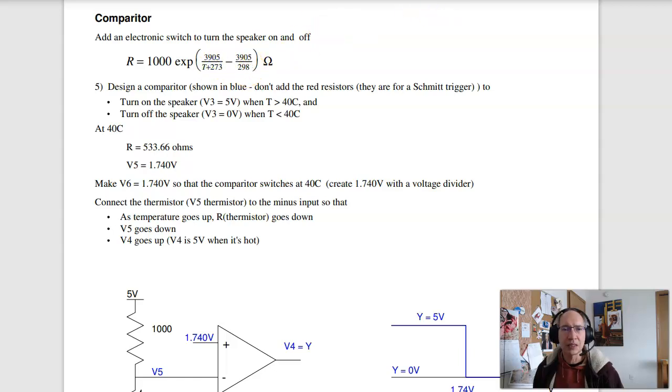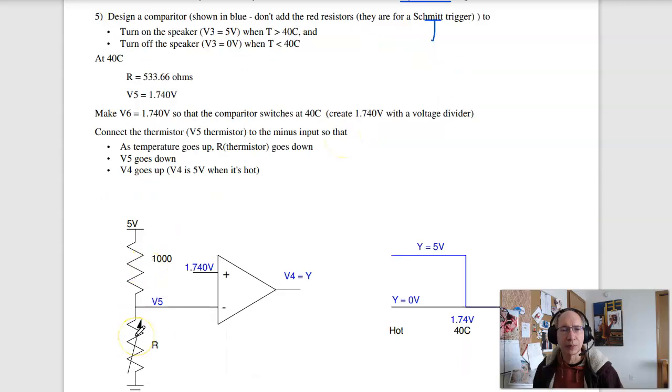As temperature goes up, the resistance drops. So this is temperature, there's R. To convert resistance to voltage, I use a voltage divider. So at 25, or actually 40 Celsius, the resistance is 533 ohms.